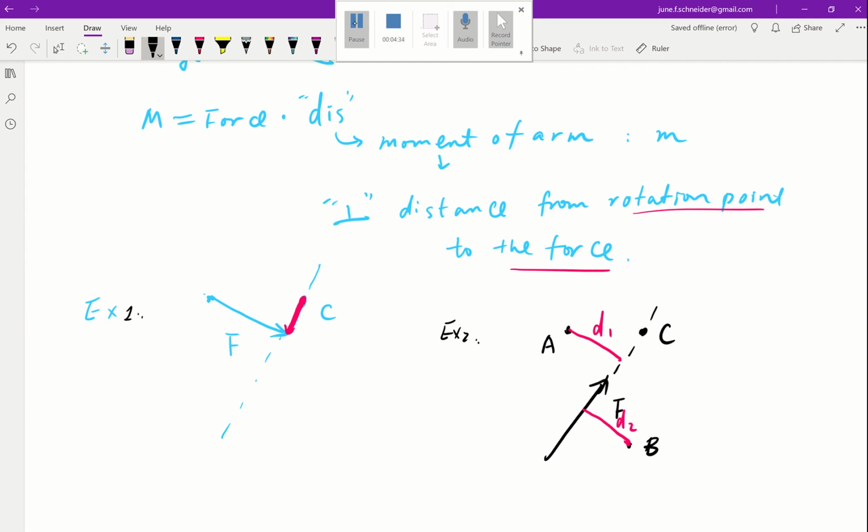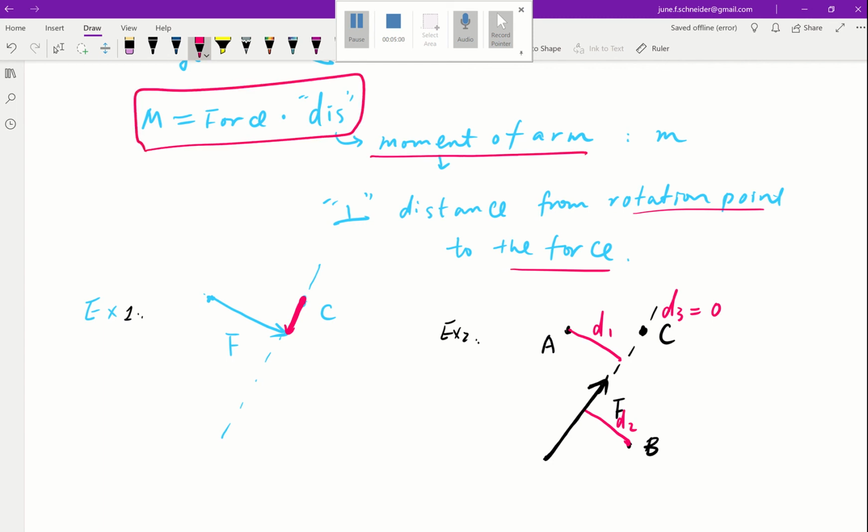Because this force goes directly through this point, if I were to draw from C to this force, C is already right on the force. So tell me, what do you think this moment arm should be? Equal to 0. In other words, if you go back to this equation, force times moment arm, that's going to be equal to 0. There's no moment, no torque.